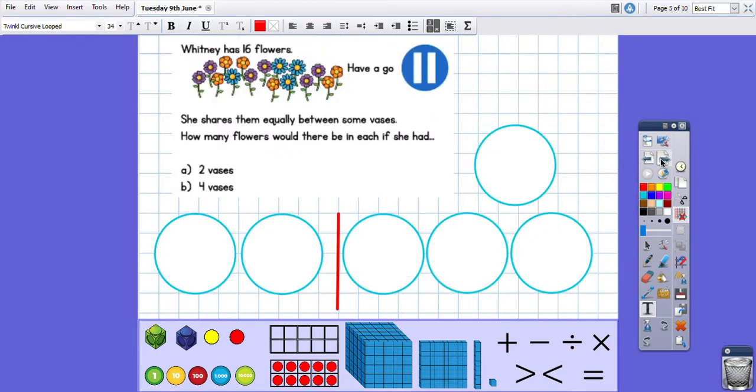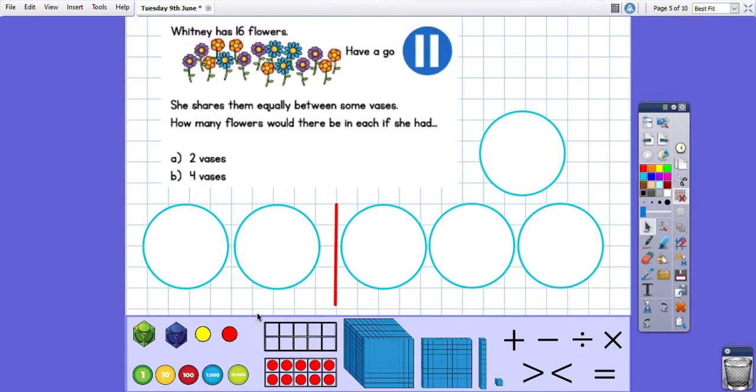Okay, Whitney has got 16 flowers. She shares them equally between some vases. How many flowers would there be in each if she had 2 vases and then 4 vases? So I'd like you to have a go first and then pause the video, have a go, and then come back and I will do it and you can see if we do it the same way and if you get the same answer, okay?